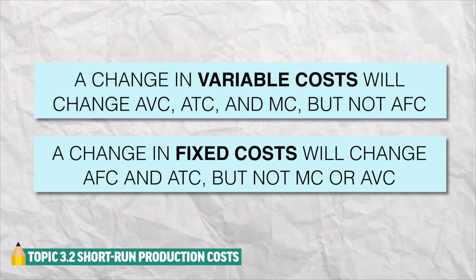But notice the average variable cost and the marginal cost don't change. But if there was a change in the variable cost, the marginal cost, average variable cost, and the average total cost would change. I know it doesn't seem like this matters much now, but trust me, it's gonna matter when we start talking about how many units to produce.